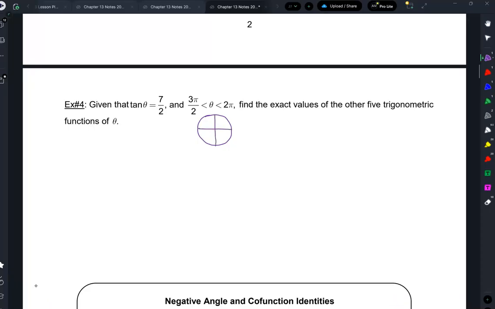So let's fix the quadrant first. This should be your first step always. 3 pi over 2 to 2 pi. We're in this quadrant. Okay.